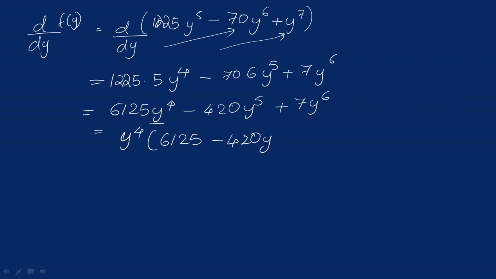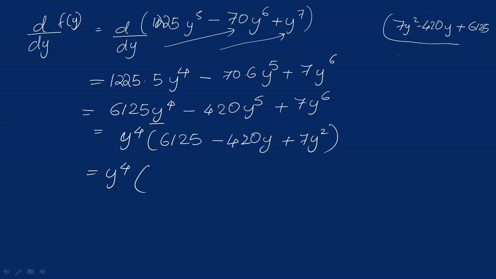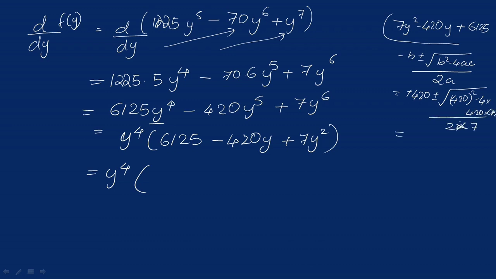Taking y raised to 4 outside, we have 6125 minus 420y plus 7y square. So we have y raised to 4 into 7y square minus 420y plus 6125. It is a quadratic equation. To find y, we use minus b plus or minus root of b square minus 4ac by 2a. Instead of b we have minus 420, instead of a we have 7, and instead of c we have 6125. Applying each value, we get two values for y, that is 35 and 25.